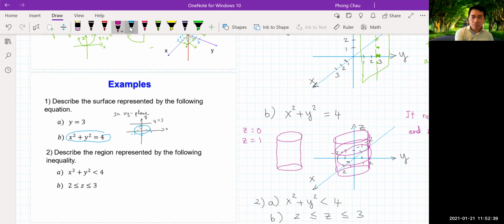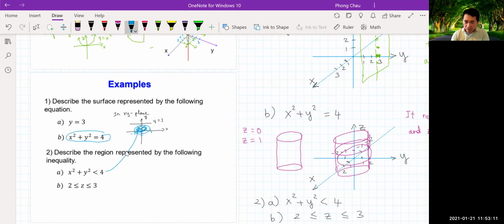So what happened is, let's say, the difference between these two, that's an equal. So that represents all the points on the circle. But if you have less than, that represents all the points inside of the circle. Okay. So in the xy plane, it represents all the points inside of the circle x squared plus y squared equal 4.